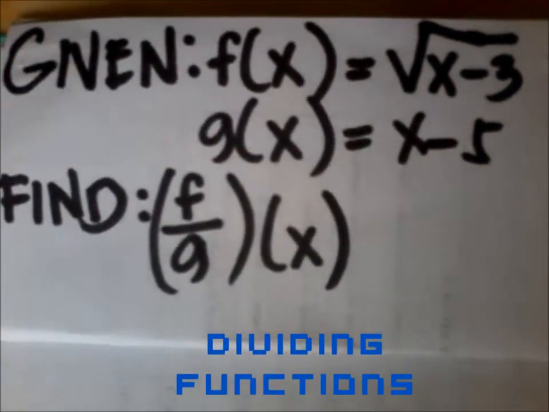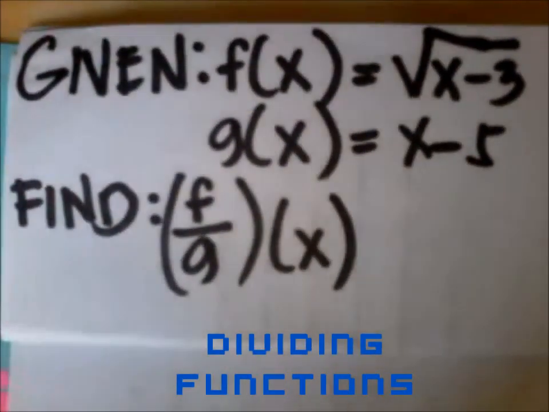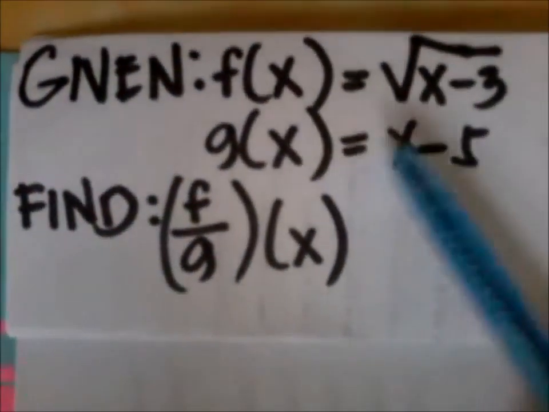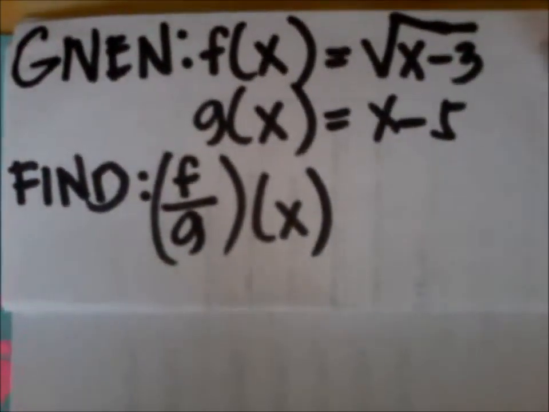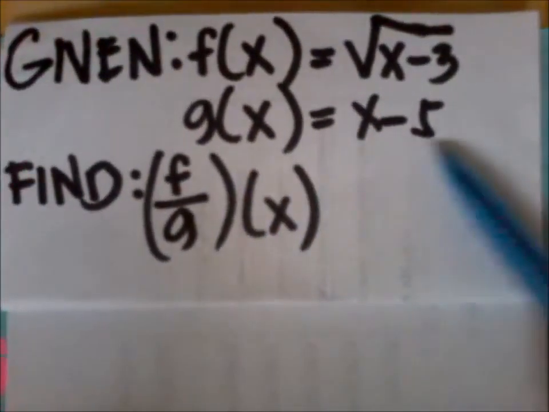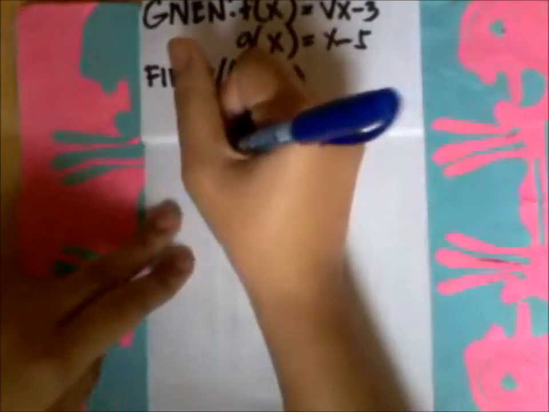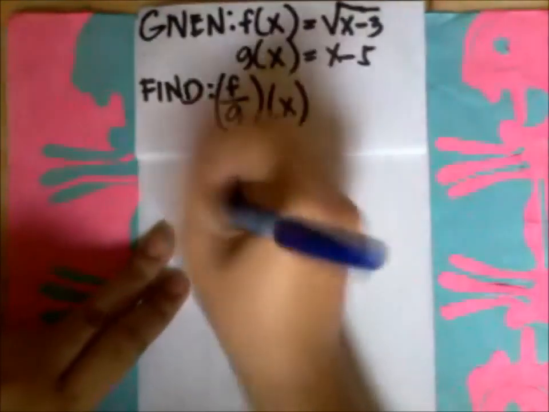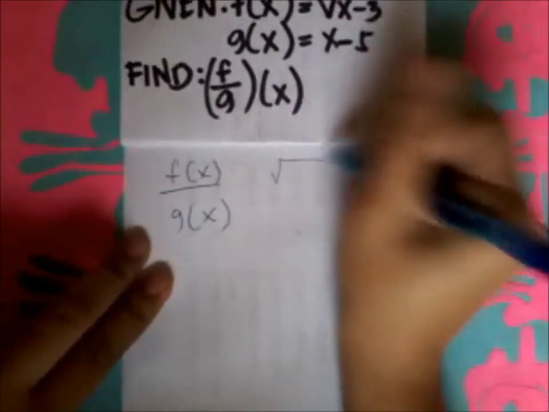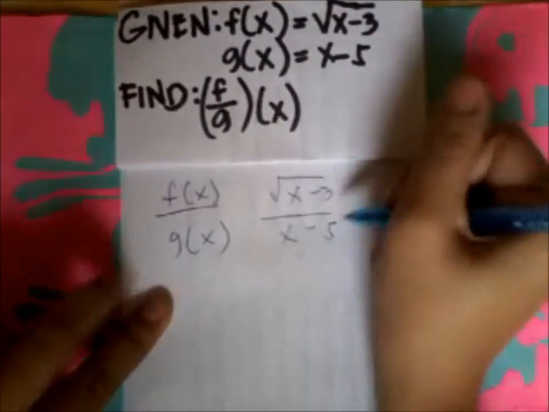This is another example of dividing functions. This is a little bit tricky because we are using a radical number, but it is just a piece of cake. So given that f of x is equal to the square root of x minus 3 and g of x is equal to x minus 5. Find the value of f over g of x. So we write the equation f of x over g of x, square root of x minus 3 over x minus 5.